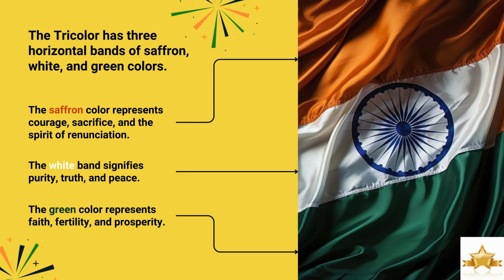The saffron color represents courage, sacrifice, and the spirit of renunciation. The white band signifies purity, truth, and peace. The green color represents faith, fertility, and prosperity.